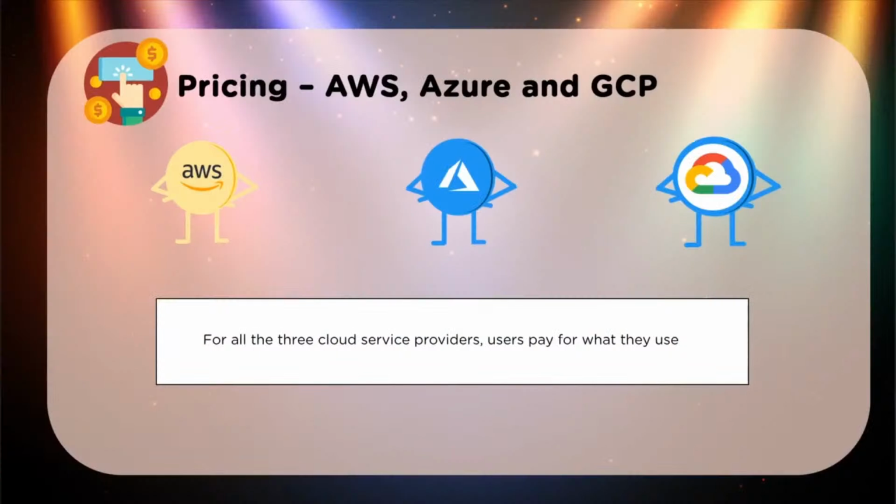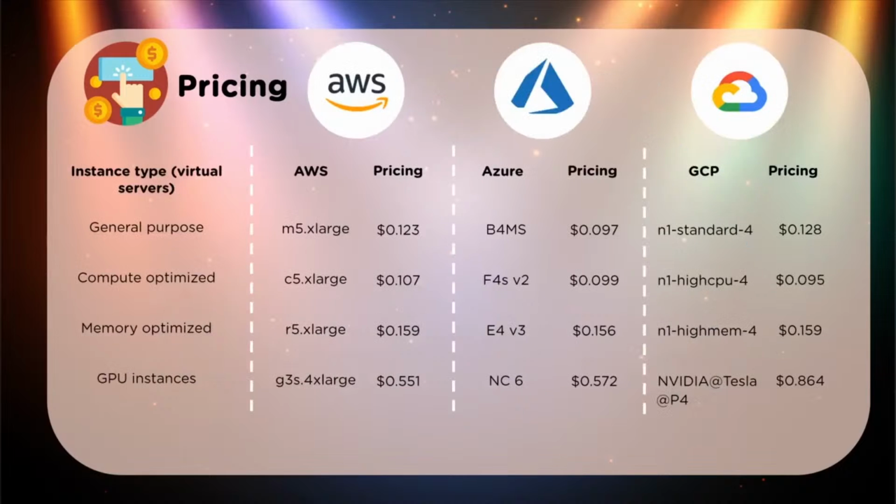Now let's talk about pricing. These services follow the pay-as-you-go approach. You pay only for the individual services you need for as long as you use them, without requiring long-term contracts or complex licensing. Now on screen, you can see the pricing for each of these cloud service providers with respect to various instances like general purpose, compute optimized, memory optimized, and GPU.